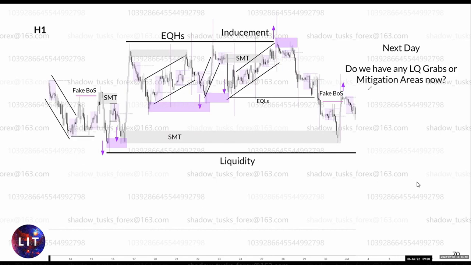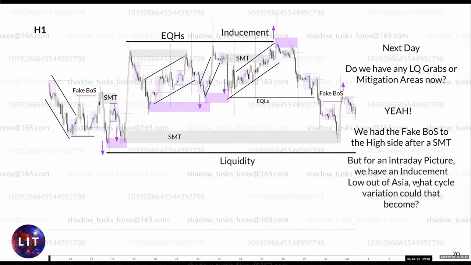So the question is, what do we have? Do we have any major liquidity grab? After the mitigation, we had this SMT false reaction, break of structure. Everyone is induced to the long side now. So do we have a liquidity grab? Yes. Okay. So we had the fake break of structure to the high side after a smart money trap. But from an intraday perspective, we have an inducement low out of Asia. So what cycle variation could that become?